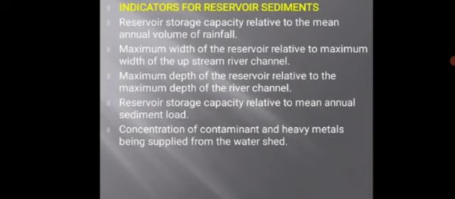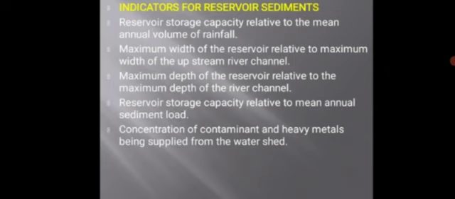And what are the indicators of reservoir sedimentation? At first, the reservoir storage capacity relative to the mean annual volume of rainfall. Next, the maximum width of the reservoir relative to the maximum width of upstream river channels. Next, the maximum depth of the reservoir relative to the maximum depth of the river channel, which is directly proportional to H1. Next, the reservoir storage capacity relative to the mean annual sediment load.